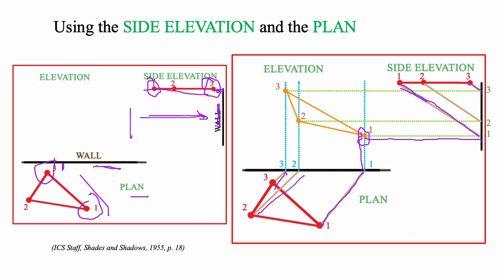Number 3 over here hits the wall, and then it comes over to here. Number 3 in the plan view, the light ray hits the wall right here, and it goes up, and so we get number 3. And you get number 2 in the same way. So in this part of the diagram, you only have vertical and horizontal lines.